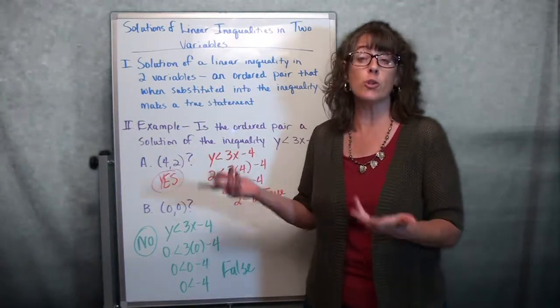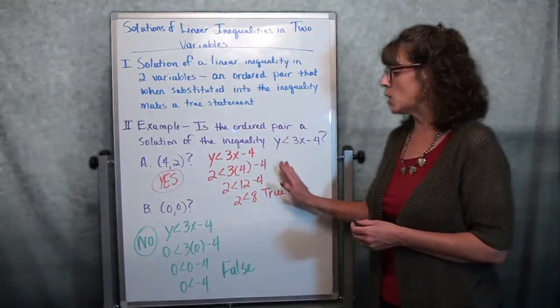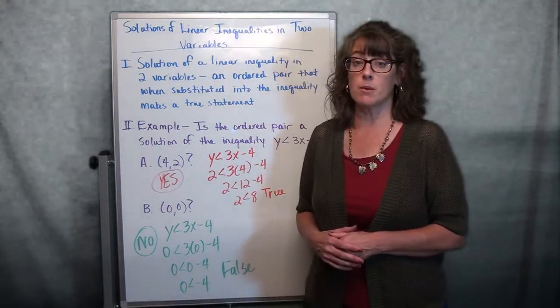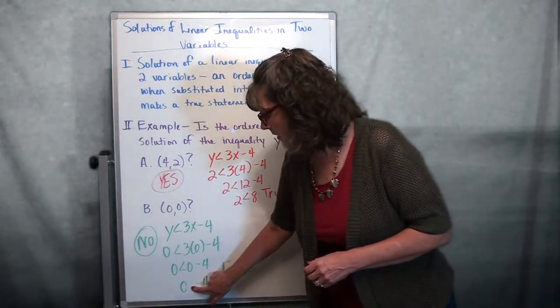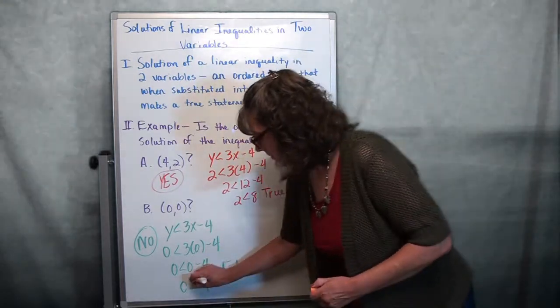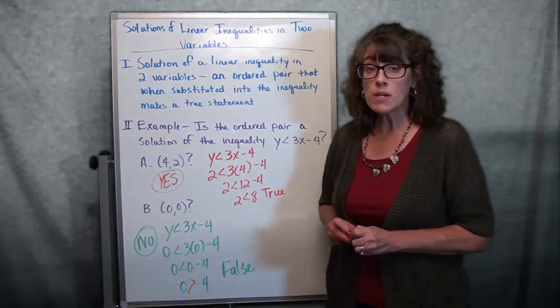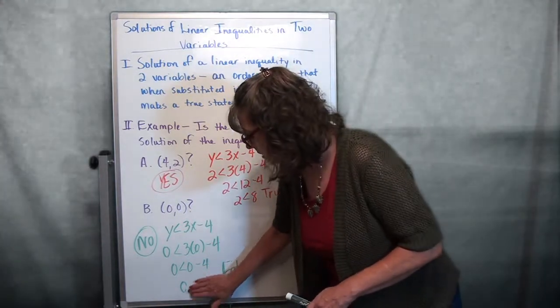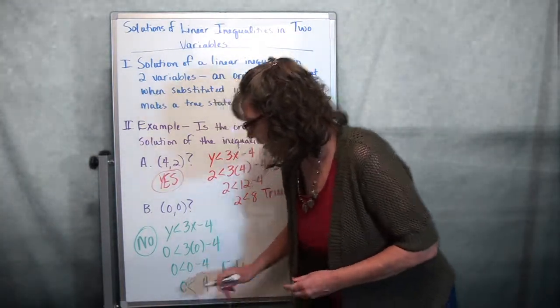You plug it in and you look for truth. It's just with an inequality, your truth is going to be based on that inequality symbol. If this symbol was flipped around like this, well, then I would have truth. 0 is bigger than a negative 4. So it depends on what your inequality symbol says as to whether or not you've got truth.